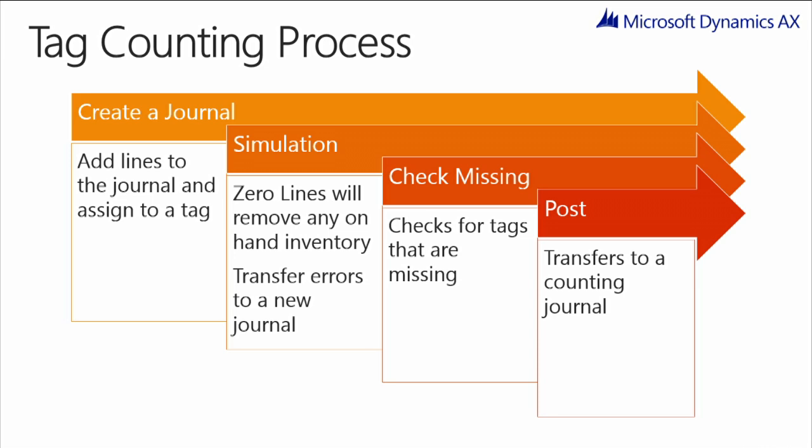In the tag counting journal, you can check which tag numbers are used in the journal to correct any oversights or mistakes. You do this by clicking Functions, Check Missing.